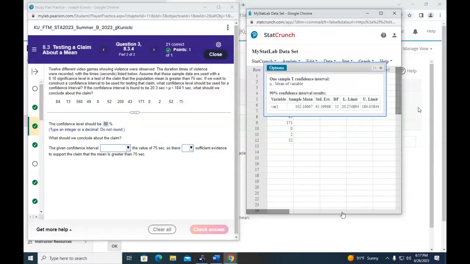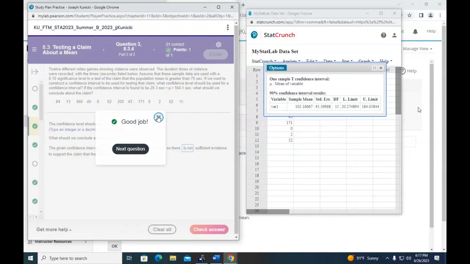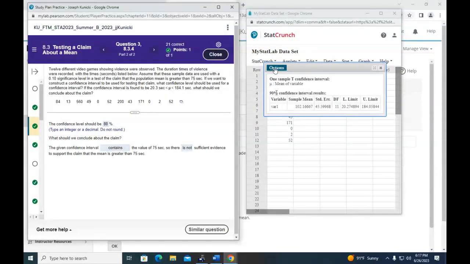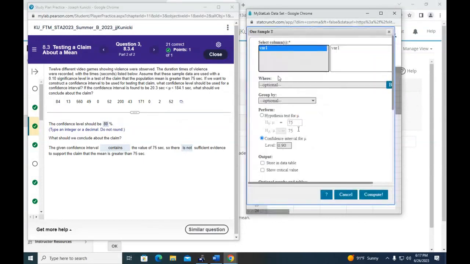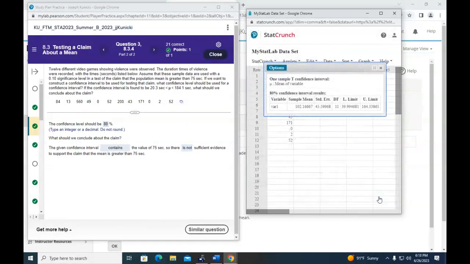Now, hypothetically, let's just follow their example. It says, if that was the confidence interval that you found, then what would you conclude? Well, the given confidence interval contains 75, so there's not sufficient evidence to support the claim that it's greater than 75. But I think even if we would have used 80 correctly like we did, it still contains 75.